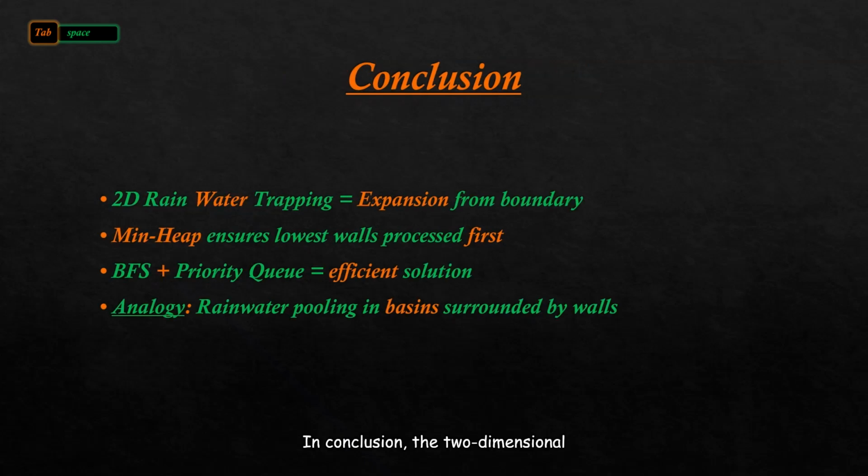In conclusion, the two-dimensional trapping rainwater problem can be solved by expanding from the boundary using a min heap. This ensures that the lowest walls are always processed first. The combination of breadth-first search and priority queue gives us an elegant and efficient solution. Just like in nature, water always finds the lowest path, and our algorithm mimics this beautifully.